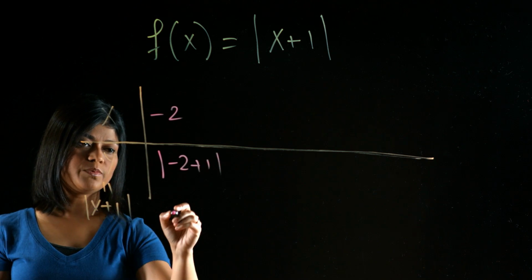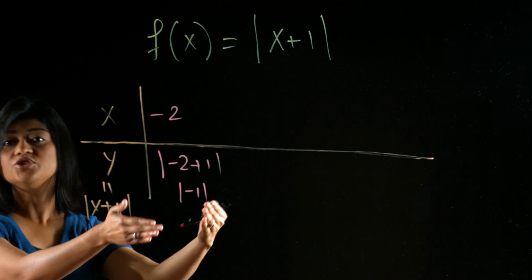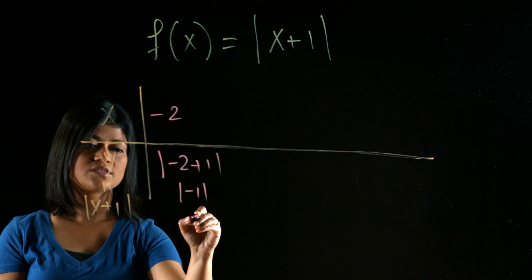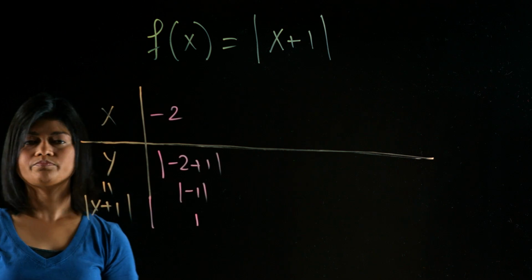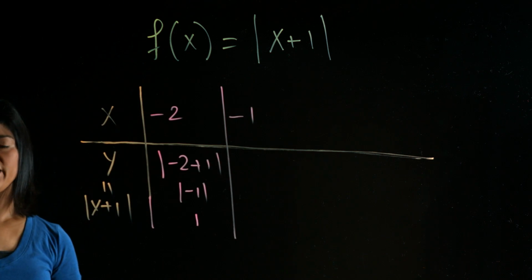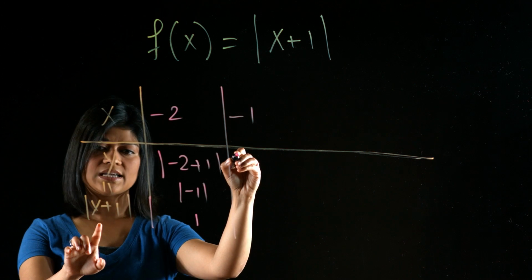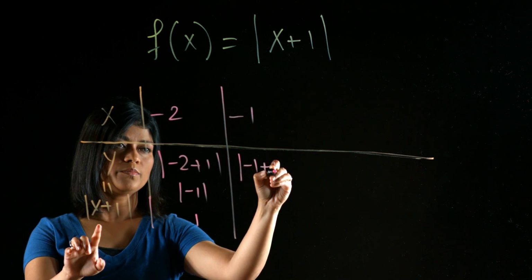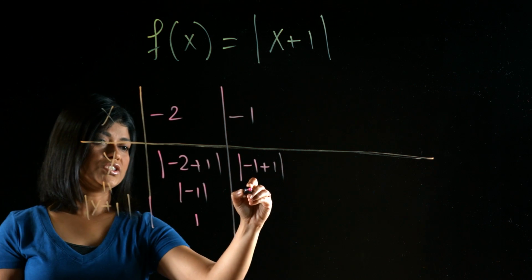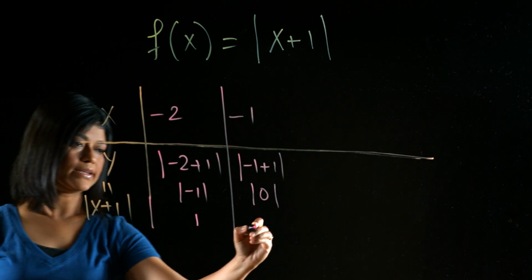What is negative 2 plus 1? That is negative 1. But remember, we have absolute value, which makes it positive. So, this is positive 1. Okay, let's plug in negative 1 for x and see what the corresponding y is. It is absolute value of negative 1 plus 1, which is absolute value of 0, and that is 0.